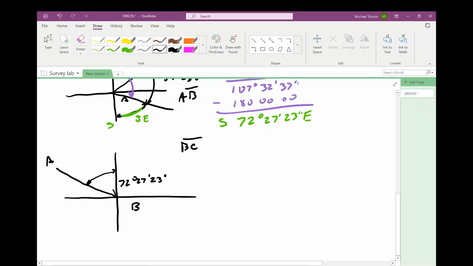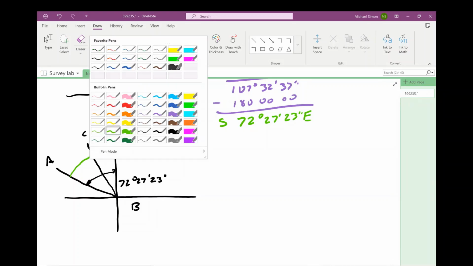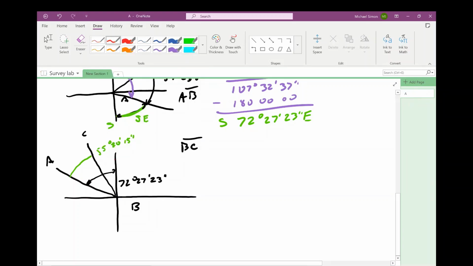Then we have BC. BC has an internal angle of 55 degrees, 20 minutes, 15 seconds. And I'm looking for the bearing, which is a northwest. I know it's this angle because to get line BC, it starts at north and goes to the west. You're always drawing an arc to the line you're looking for.